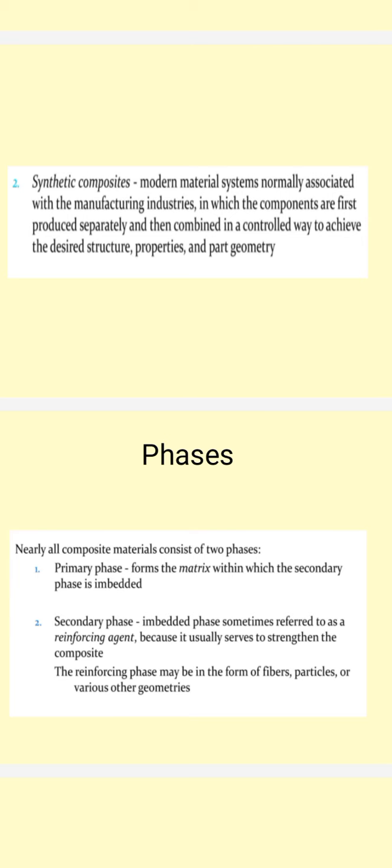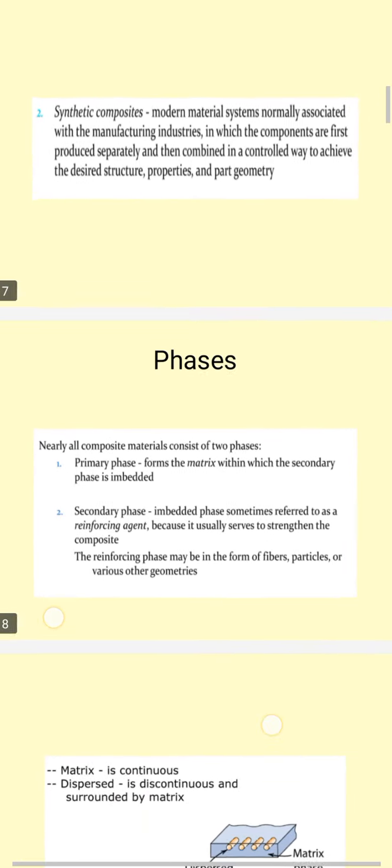Next, we have phases. Nearly all composite materials consist of two phases. The one is primary, the other is secondary. Let's see what is primary phase. It forms a matrix within which the secondary phase is embedded. Secondary phase, embedded phase, sometimes referred to as a reinforcing agent because it usually serves to strengthen the composite. The reinforcing phase may be in the form of fibers, particles, or various other geometries.